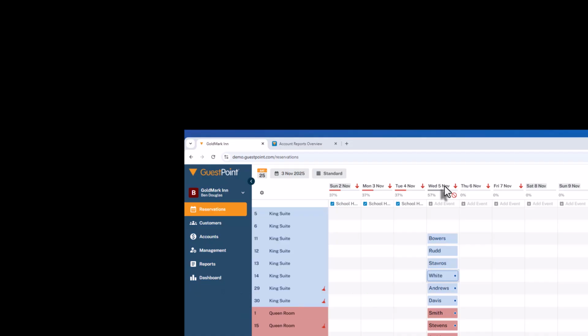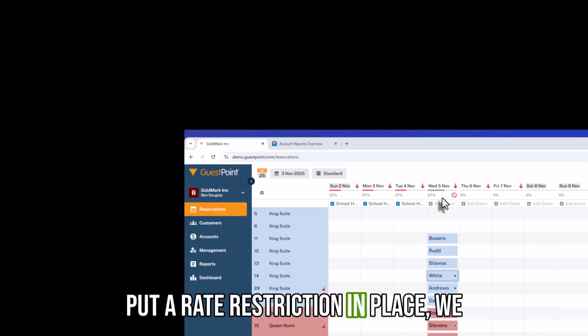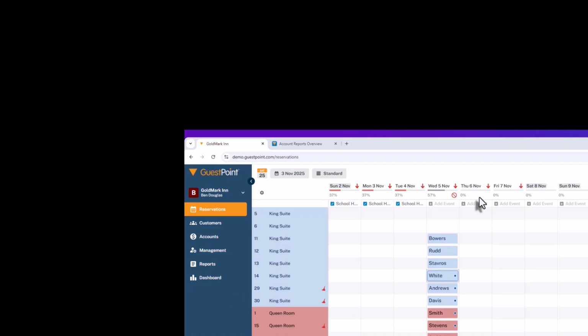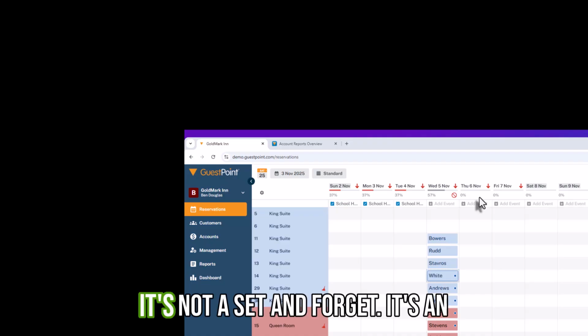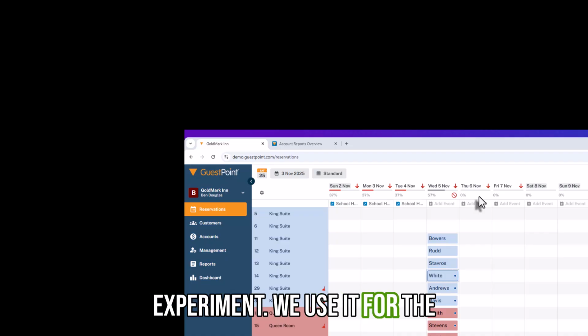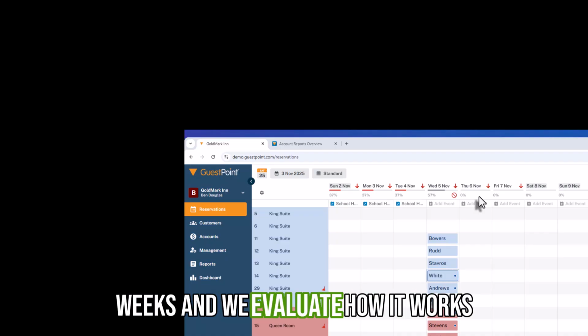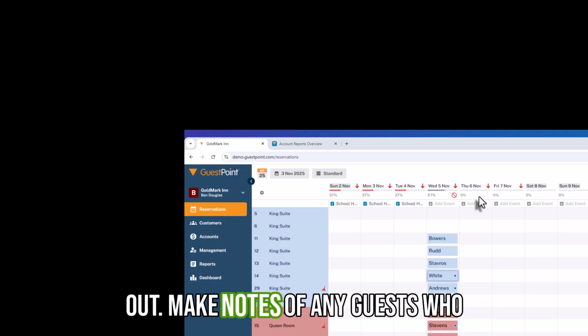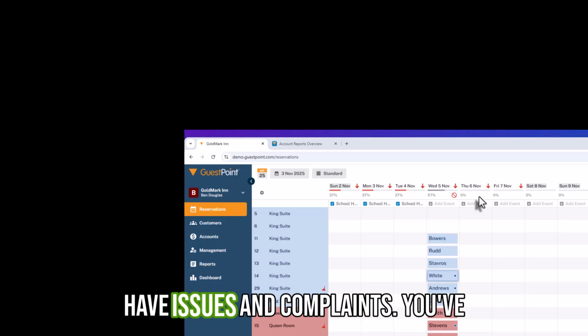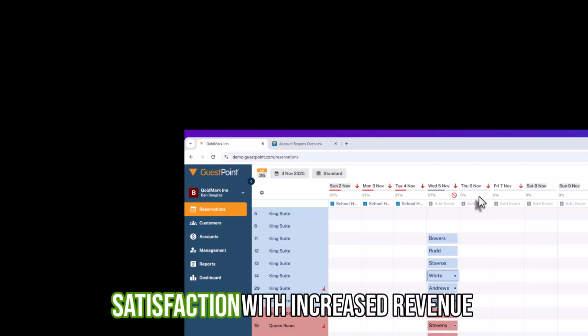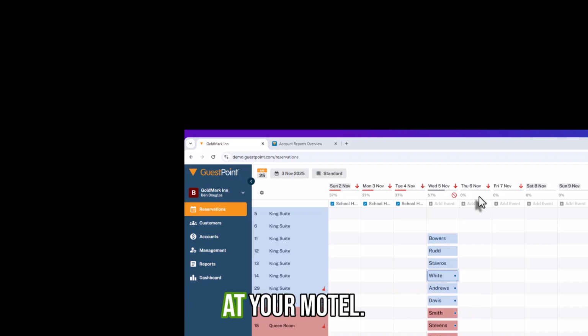Once we're ready to put a rate restriction in place, we might put one on the 4th, the 5th, and the 6th. It's not a set and forget. It's an experiment. We use it for the week and maybe the following 2 weeks, and we evaluate how it works out. Make notes of any guests who have issues and complaints. You've got to balance customer satisfaction with increased revenue at your motel.